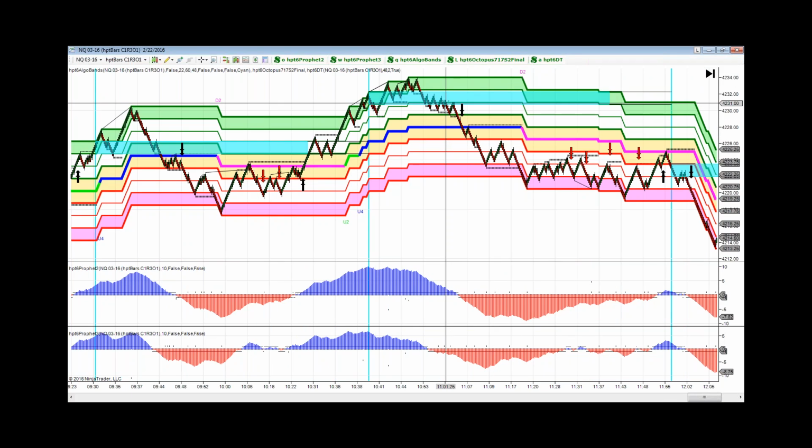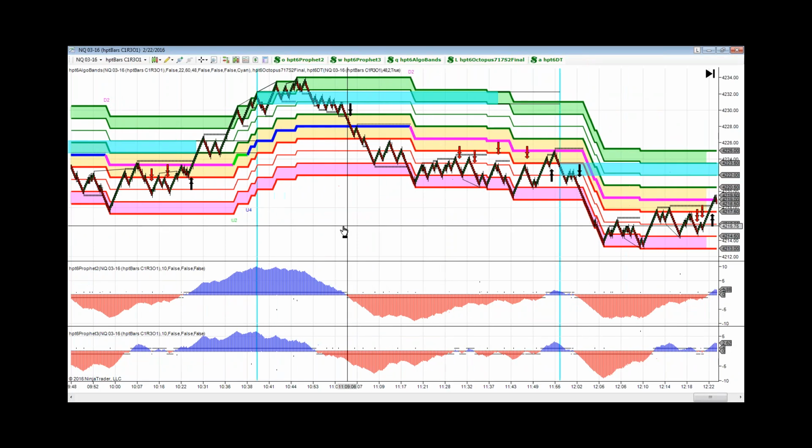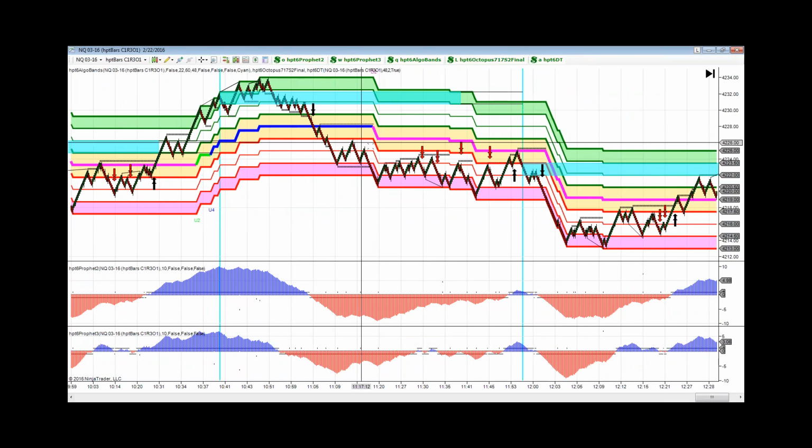You saw this repeat twice before when we went up and made new highs. Eventually we came back through the institutional algorithm area, and with a good indicator like this, got you short again for the ride down. Got you short here, another algorithm band short here.